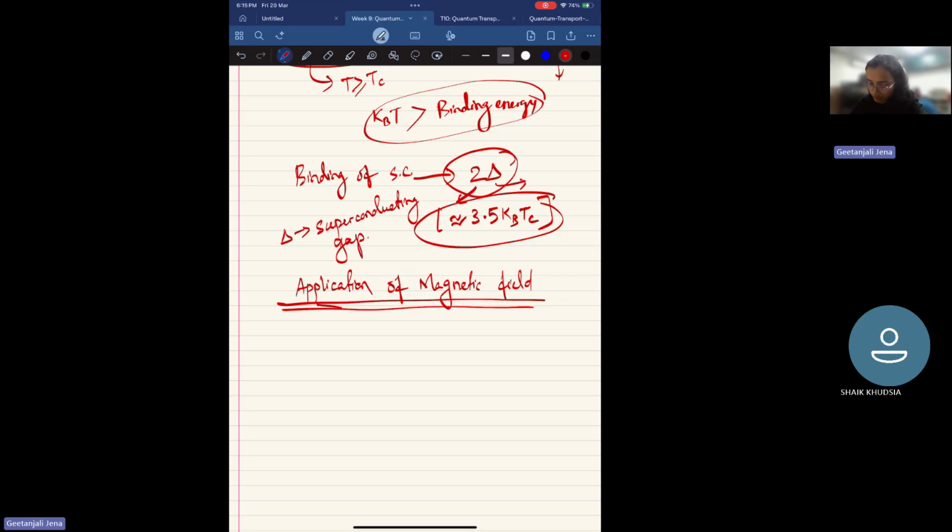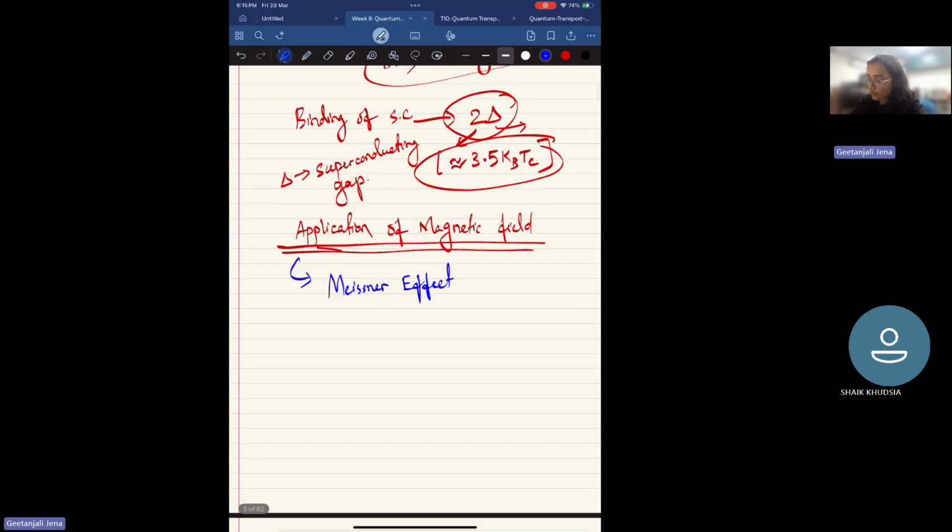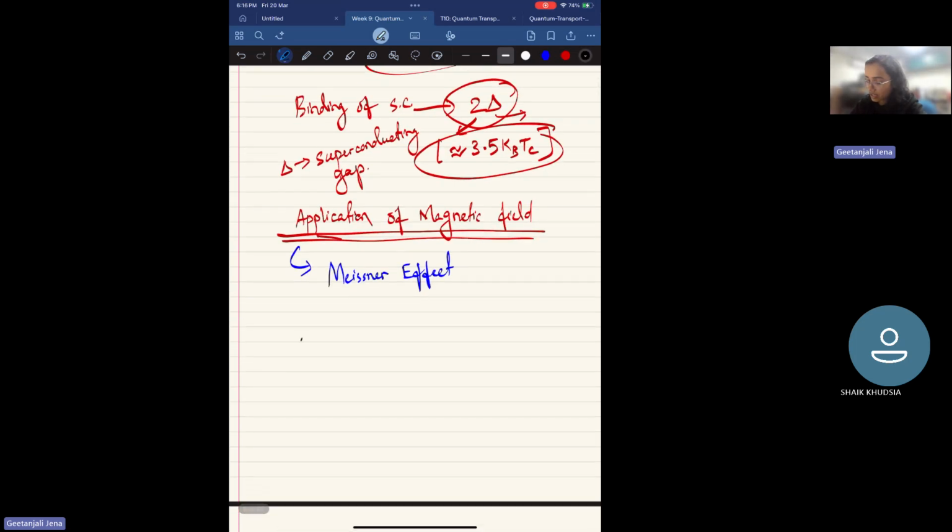So for that, this is explained through the Meissner effect. Okay, so what is the Meissner effect? If you put a superconductor inside an external magnetic field, then the field inside the superconductor is zero. So this external magnetic field won't be able to penetrate this superconducting material. It will wrap around the superconductor. This is what we call the Meissner effect.